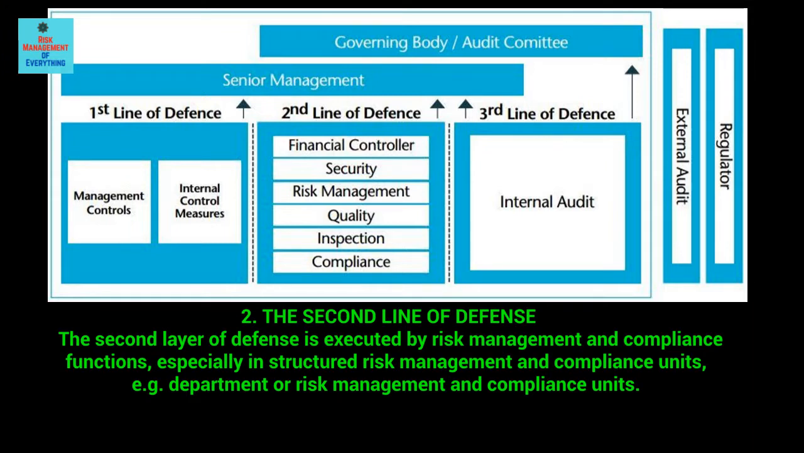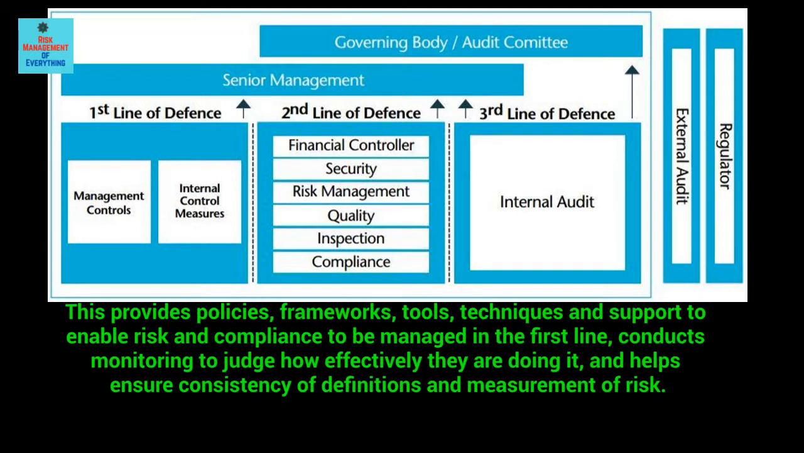2. The second line of defense. The second layer of defense is executed by risk management and compliance functions, especially in structured risk management and compliance units, for example department or risk management and compliance units. This provides policies, frameworks, tools, techniques and support to enable risk and compliance to be managed in the first line, conducts monitoring to judge how effectively they are doing it, and helps ensure consistency of definitions and measurement of risk.